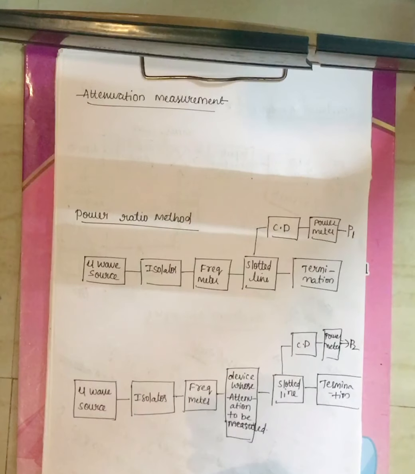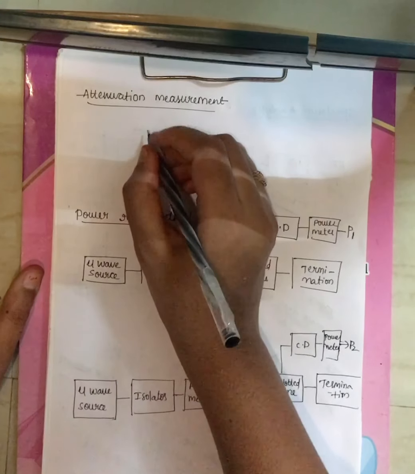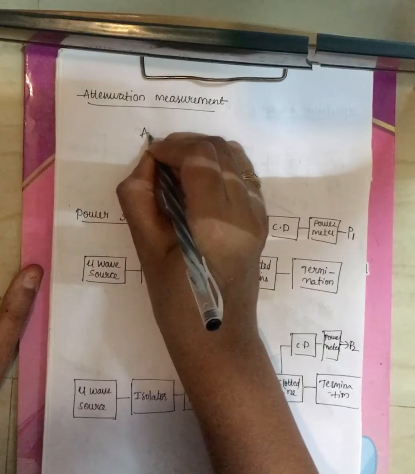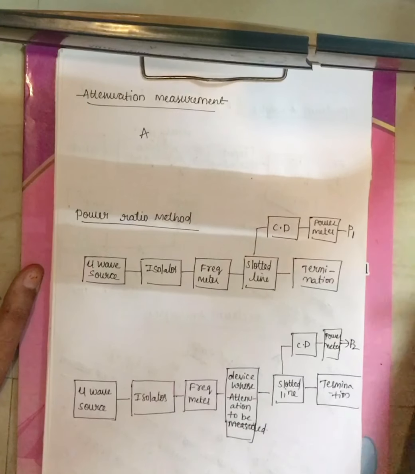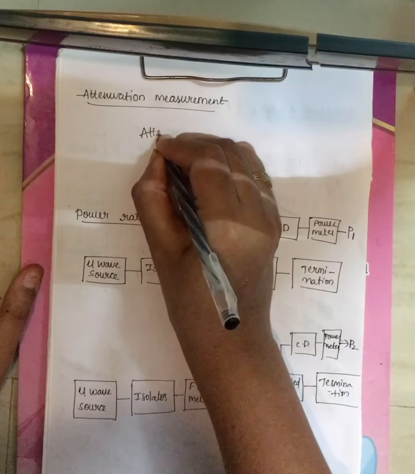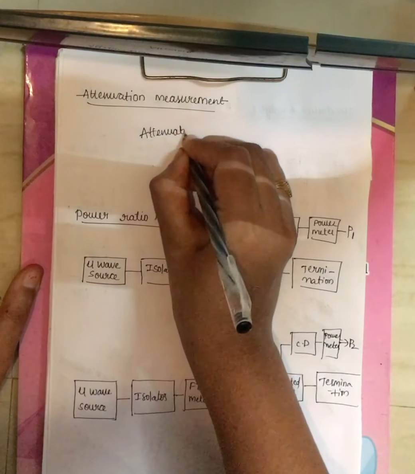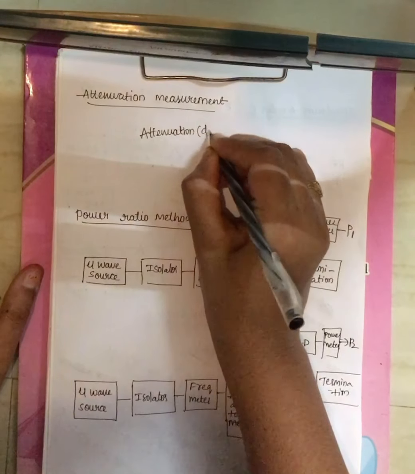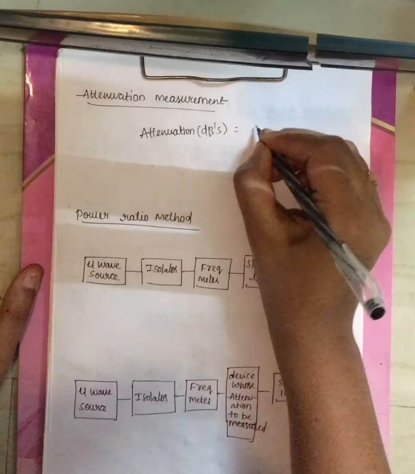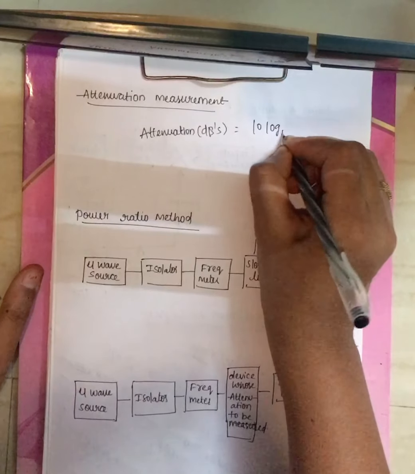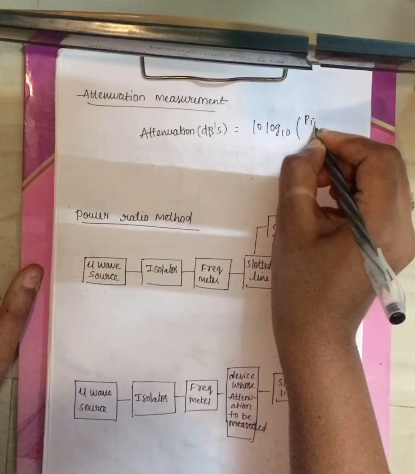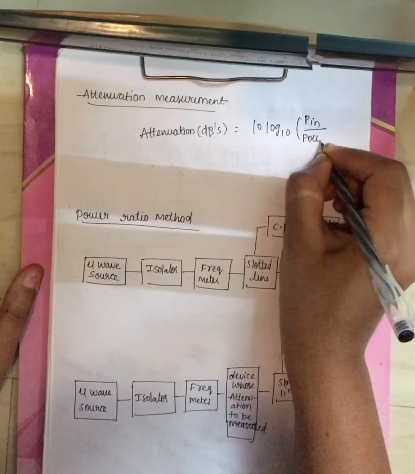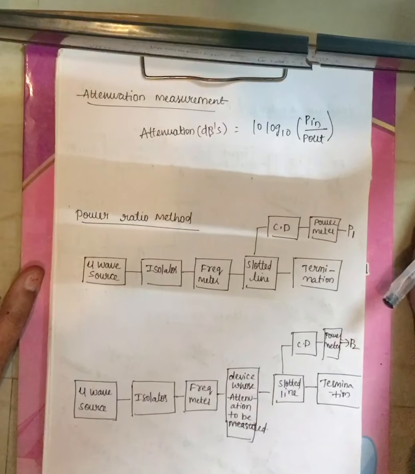Now what is meant by attenuation? And how to measure that attenuation, right? Attenuation is normally defined in dBs. Attenuation in dBs is given by 10 log to the base 10 of P in by P out, that is, input power by output power, right?